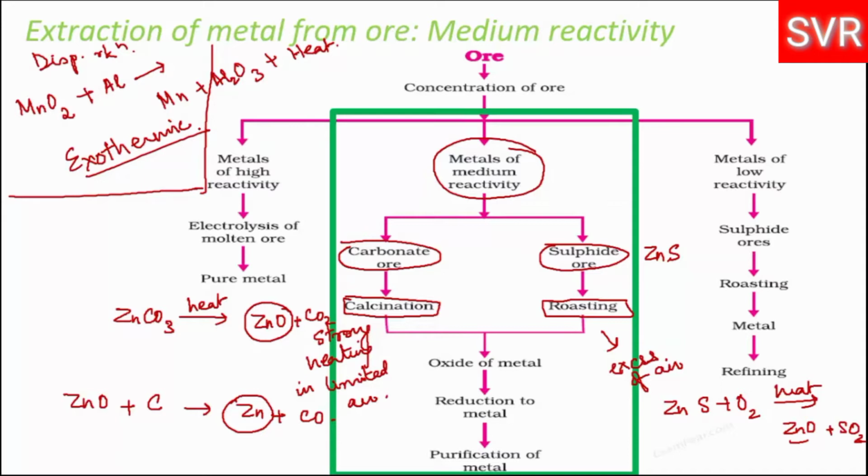Initially, these metals exist as carbonate or sulfide. If it is a carbonate, it undergoes calcination. If it is a sulfide, it undergoes roasting. At the end of calcination or roasting, we get the oxide of the metal. And then the oxide is reduced to the metal where a reducing agent is used. Most of the times it is carbon, but sometimes it could be other agents like sodium, calcium, or aluminium. So that's about the medium activity series.